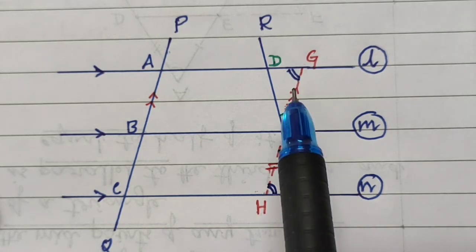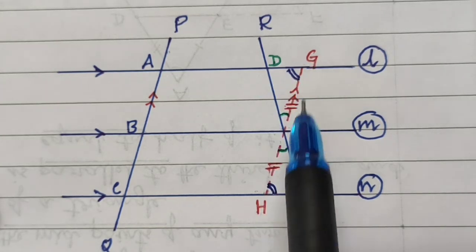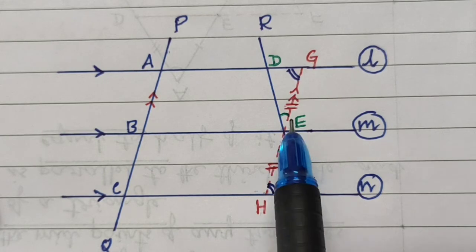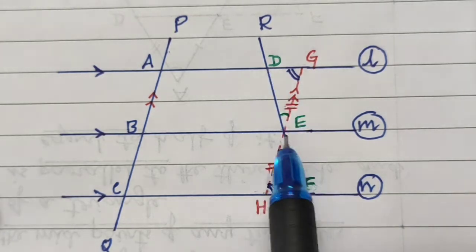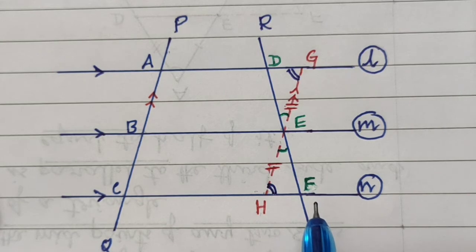Therefore, triangles GED and HEF are congruent by the AAS axiom of congruence. Therefore, DE is equal to EF by CPCT, corresponding parts of congruent triangles. Hence, we have proved the intercept theorem.